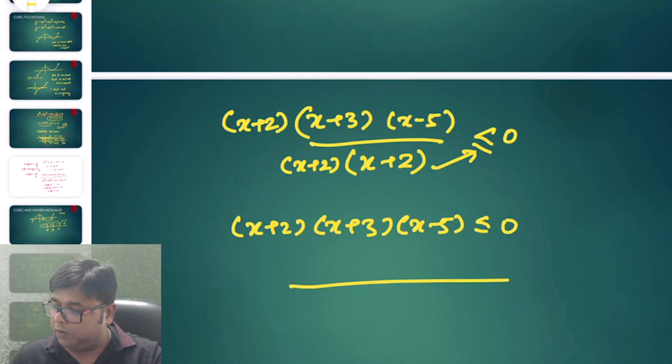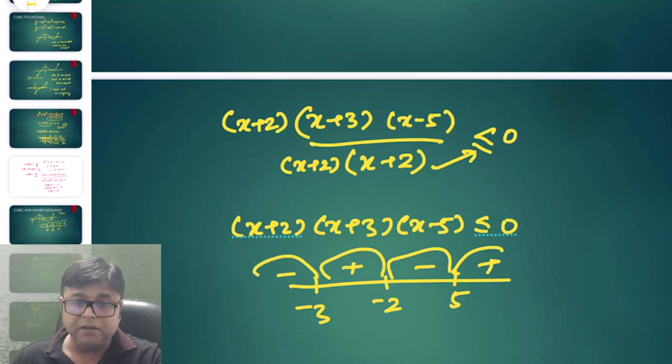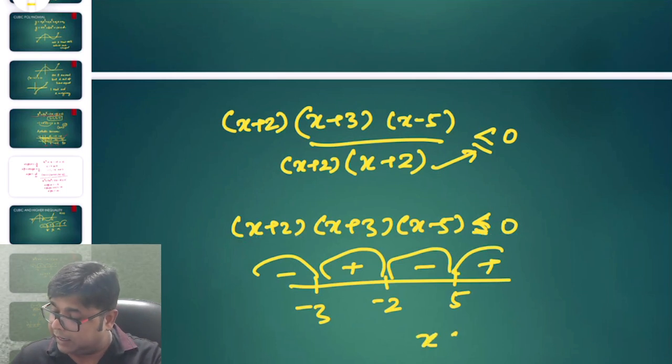So again, we follow the same rule. Roots are 5, -2 and -3. So we have positive, negative, positive, negative. And we are looking for negative values. And the negative values are x less than or equal to 5, greater than -2.